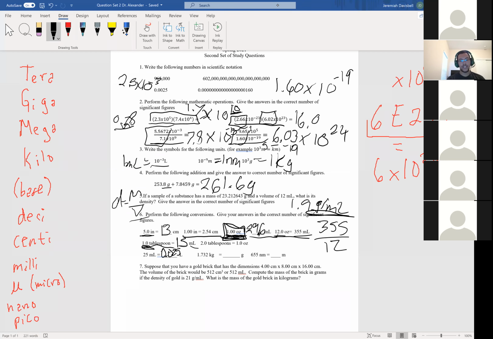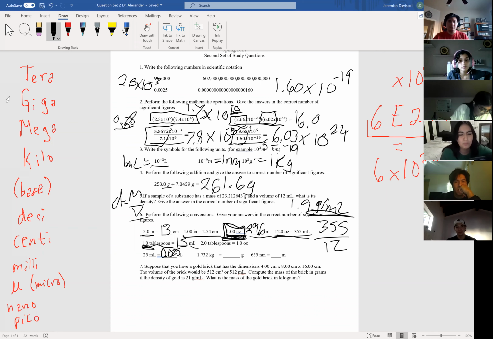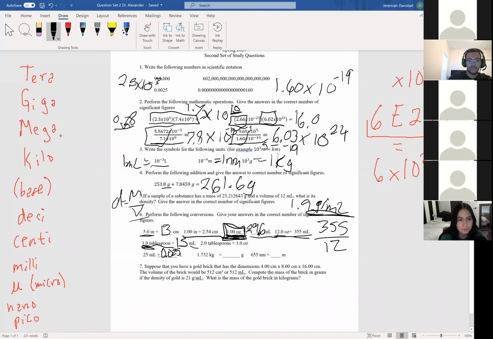1.732 kilograms to grams. What do you guys get for that? You multiply the kilograms by 1,000. Okay, and that gives you? 1,732. Cool. All right.